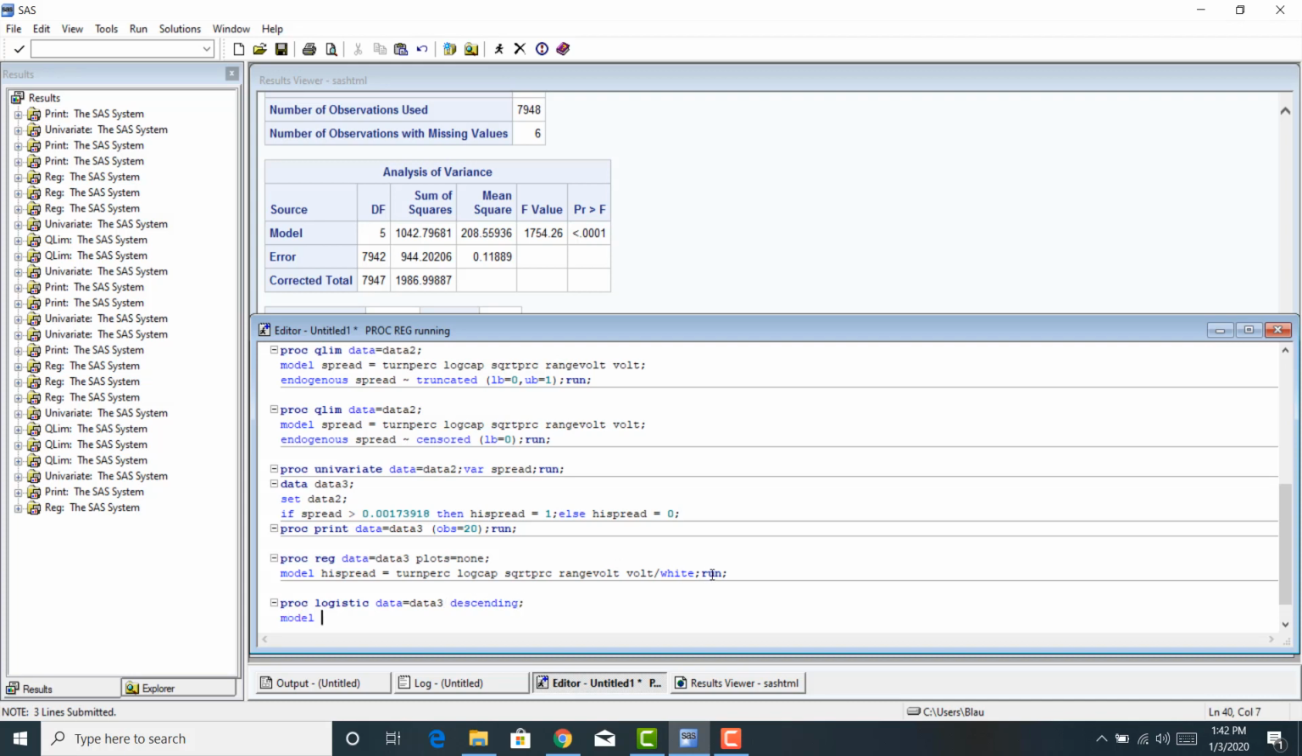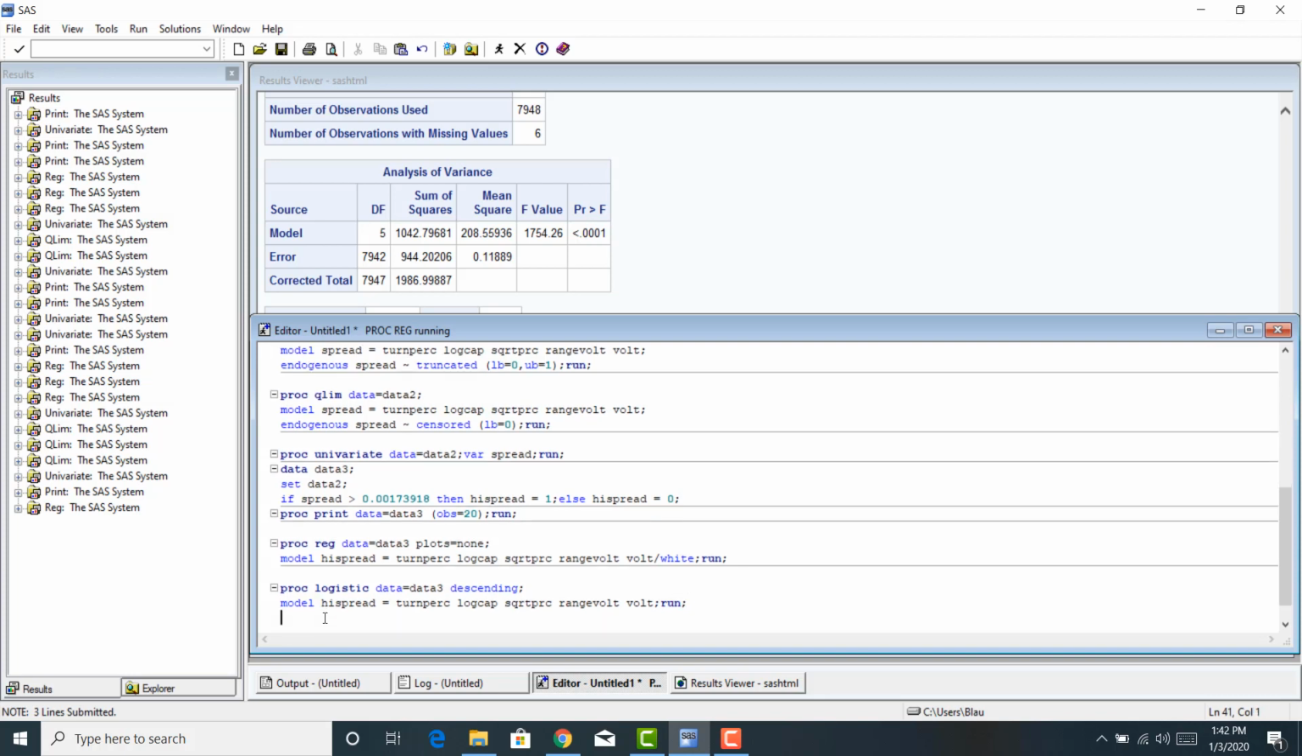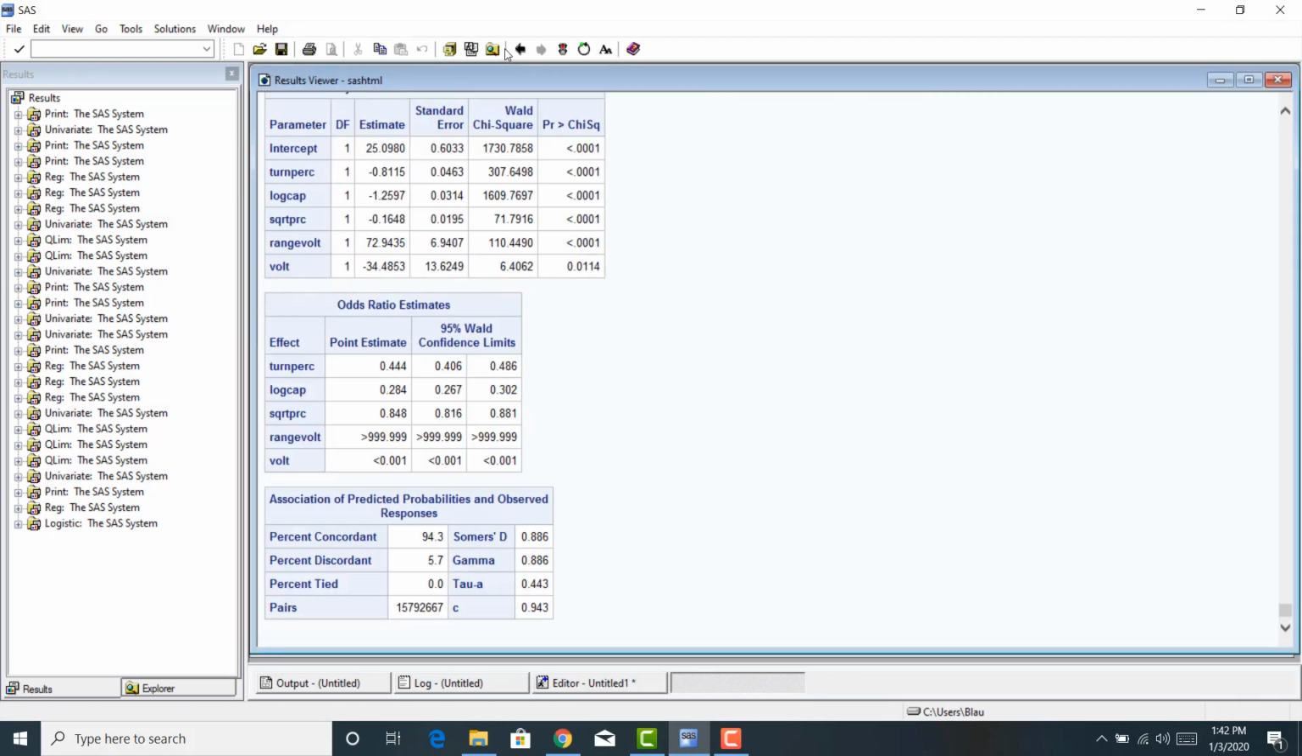My model statement is going to be the same. I'm going to copy and paste this again. Okay. And if I run this, this is going to estimate a logit model using a dependent variable that is a binary variable.